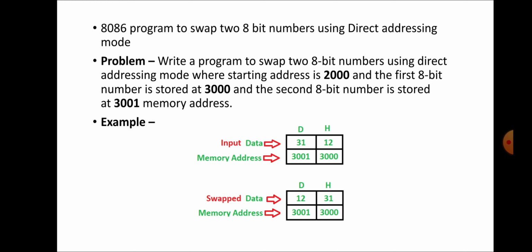Okay, direct addressing mode means that by using the address we are swapping the numbers. Two numbers we have to swap, meaning I will interchange the numbers. So what is the statement of the program?